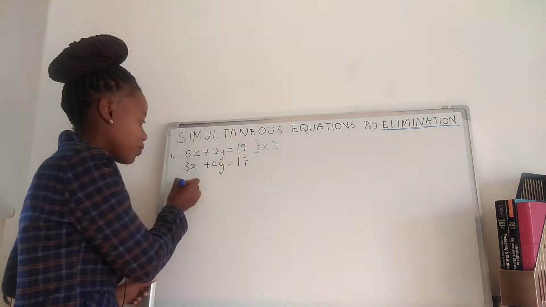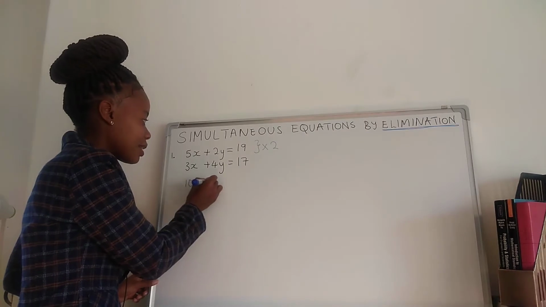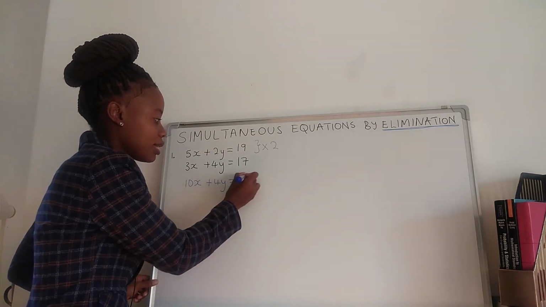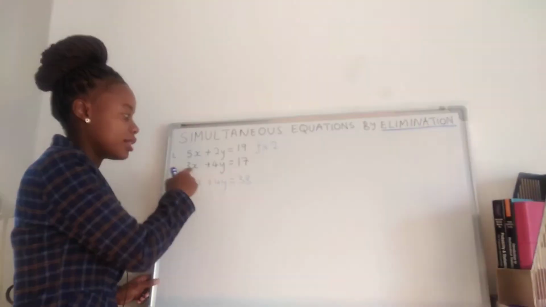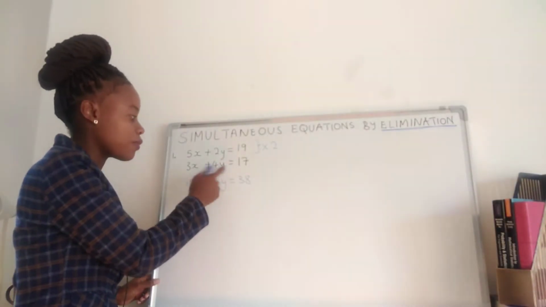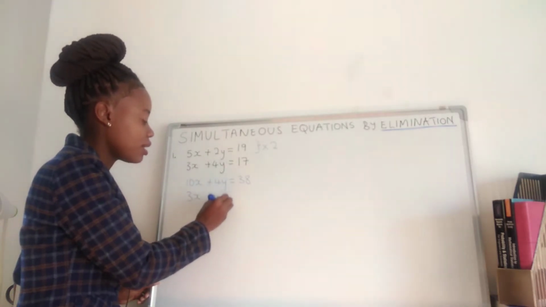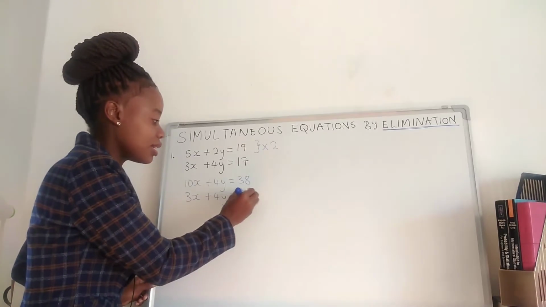So we're going to have 10x plus 4y equals 38, okay? This one we don't change it because we have 4 here. We just write it like this: 3x plus 4y equals 17, right?